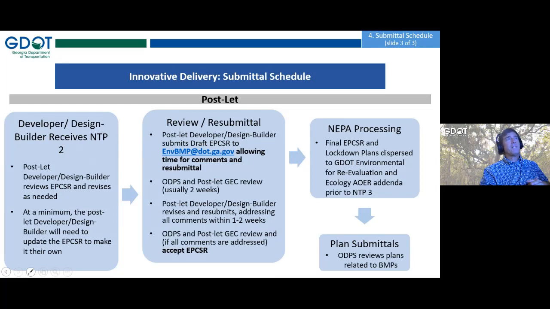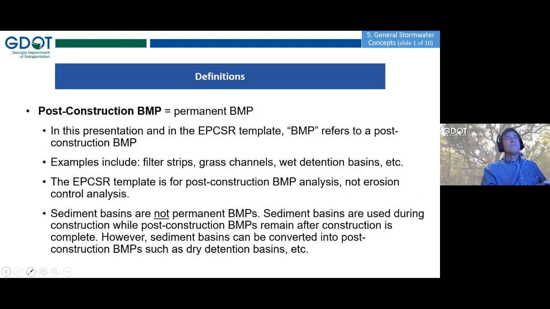As a draft, it would then be submitted again to the environmental BMP email, and then we'll review it again. If all the comments are addressed, we may accept it, or we may turn it back and keep going with the review process. But in the end, it's going to be finalized and locked down plans, and then it's going to the GDOT environmental for reevaluation, and then it's proceeding to the notice to proceed. All right, next slide, please.